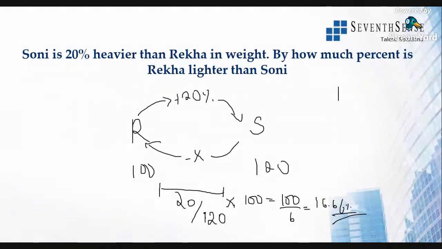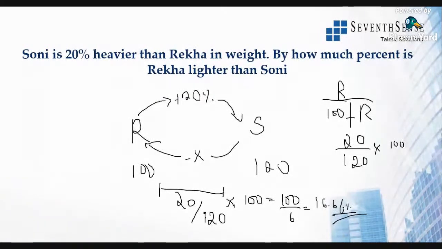Now if you use the formula, heavier means it is more, right? So R by 100 plus R. R will be 20%, and the denominator will be 120%, into 100. So this will be 6 times, so 100 by 6 is 16.66. The answer will be 16.66.